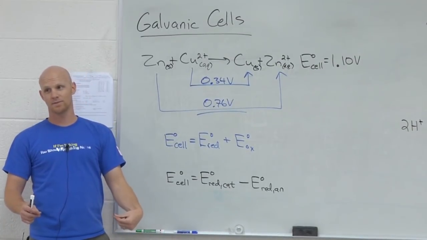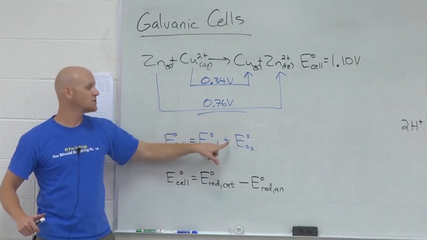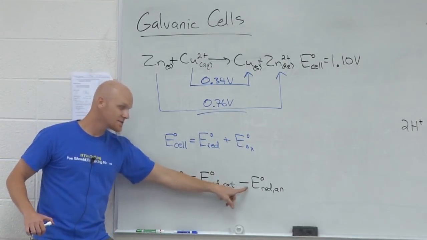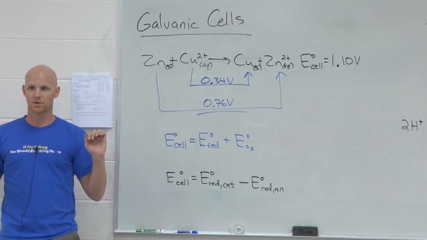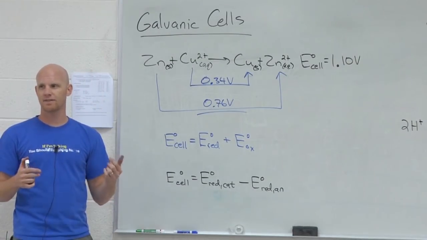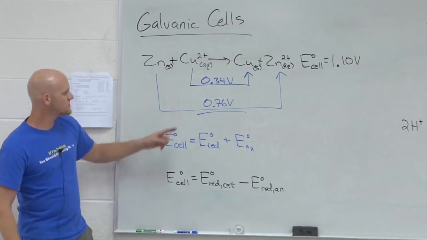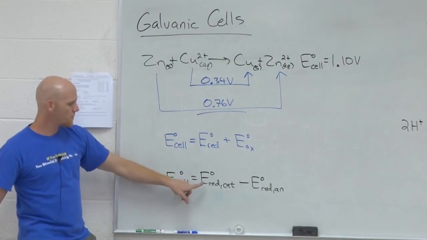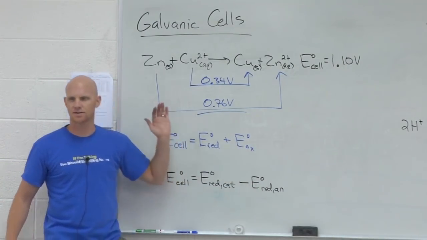Now here's the deal. Don't screw this up though. If you change the sign yourself, you better add it. But don't change the sign and subtract it. Don't do that. It's one or the other, not both. Cool? But if the reaction is backwards from what's on your sheet, that's the one you change. Either way, whether you do 0.34 plus 0.76 or 0.34 minus a negative 0.76, same answer.